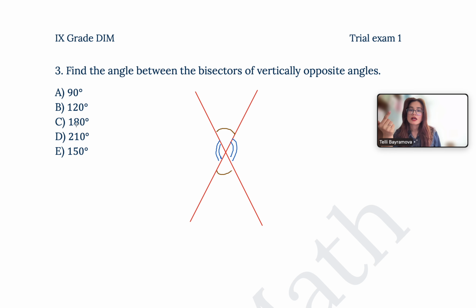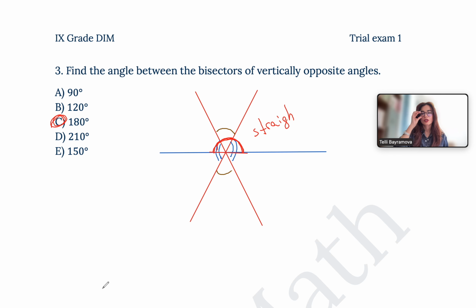Bisector of vertically opposite angles. Let's say the vertically opposite angles are these. Bisector means divide equally. So what do we get? A straight line. What is this angle? Yes, 180 degrees. It is a straight angle. So the answer is C.